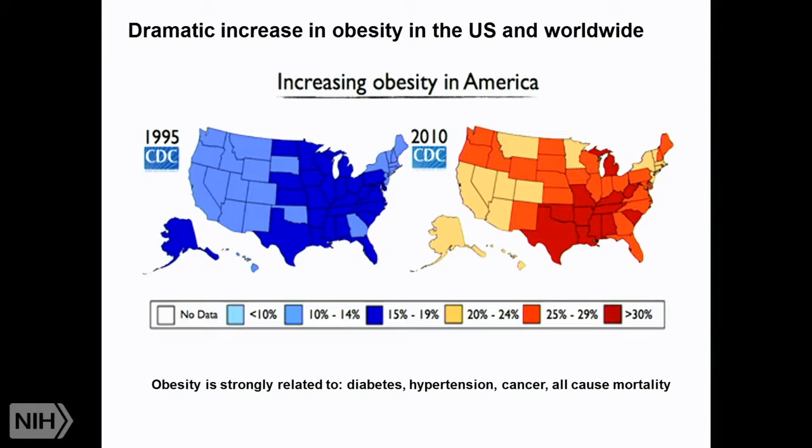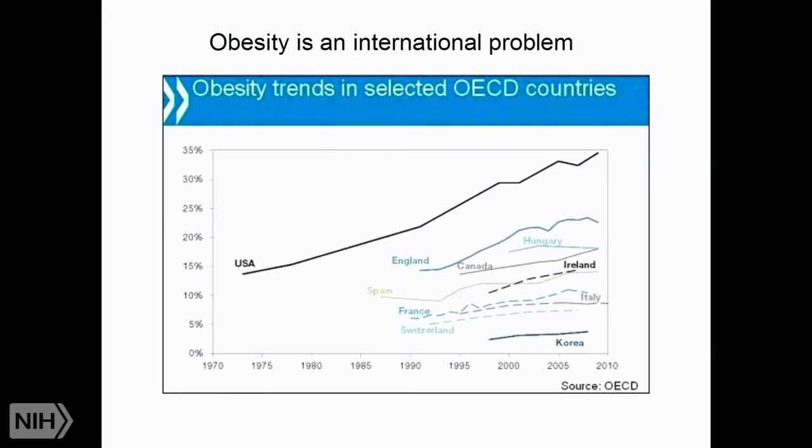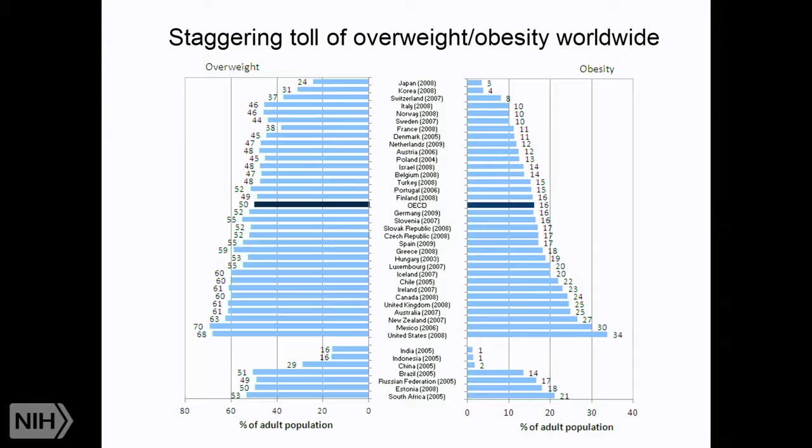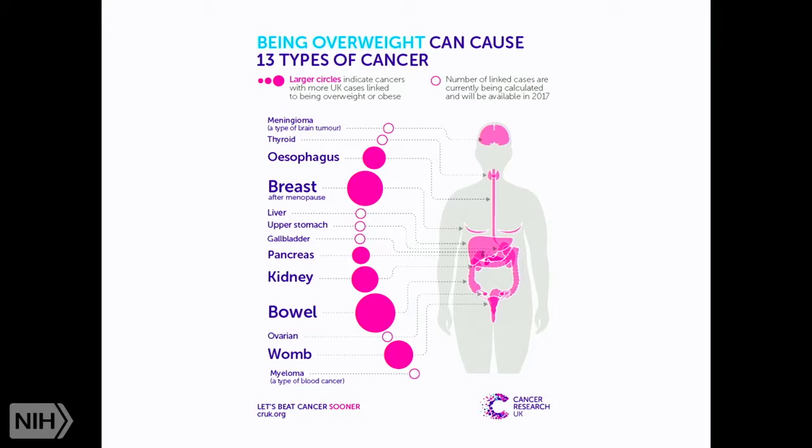So let me give you the example of obesity. Obesity is strikingly increasing in the United States. It's also strikingly increasing worldwide. If you look at different countries, the rates are rising. This is overweight. This is obesity. 53% of the adult population in the United States is overweight, and 21% is obese. All you have to do is walk into a Walmart and see the carts, and you get an idea. Why are we concerned in cancer? Well, being overweight is associated with 13 kinds of cancer.